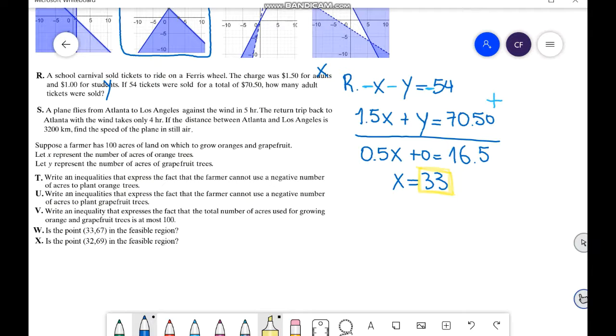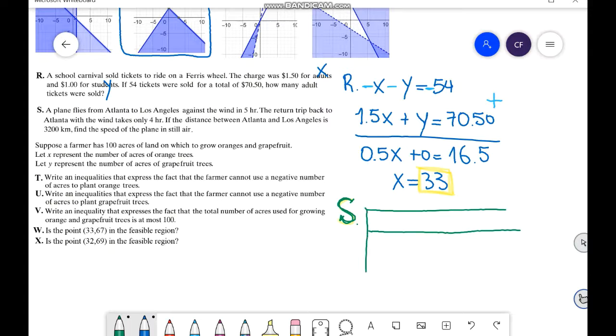Next one, let's work on the question letter S. Oops. Question letter S. Here. Question letter S is about the plane. Remember this one? A plane that flies from Atlanta to Los Angeles. These questions that are involving planes and traveling and boats and things like that, I suggest you use the table. I suggest you build a table to organize your data.